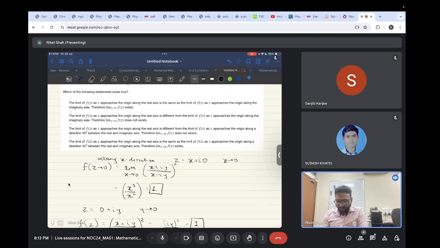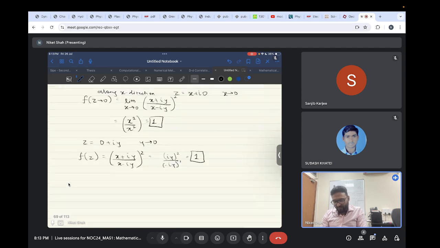Now let's try the third statement. The limit of f of z as z approaches the origin along the real axis, which we have already checked, is claimed to be different from the limit of f of z as z approaches the origin along a direction 45 degrees between the real and imaginary axes. What does this mean? This means I'll take z equal to x plus ix. This is the 45-degree direction along which z is approaching the origin, and here also x tends to 0. All right, so let's do this one.